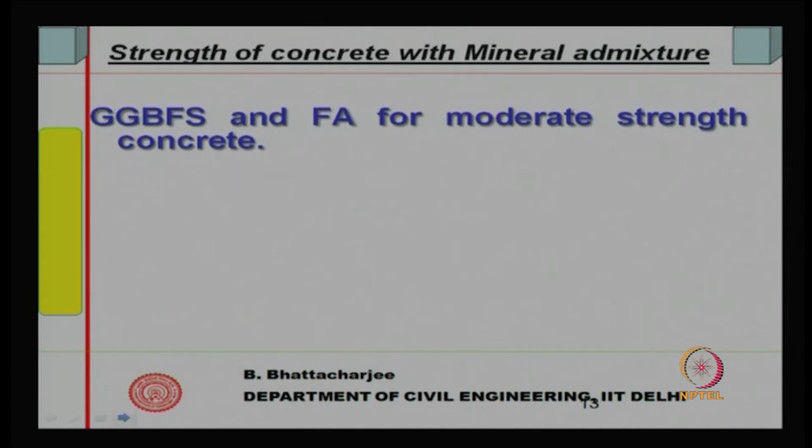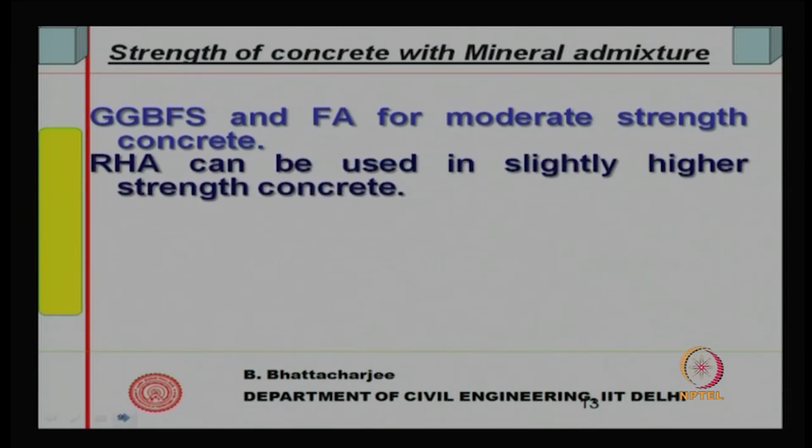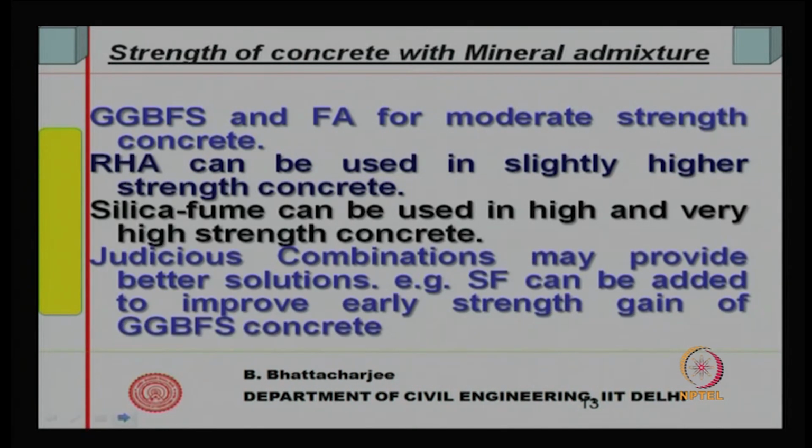Therefore, GGBFS one would prefer for normal strength to moderate strength concrete. Rice husk ash can also be designed for slightly higher strength concrete. Silica fume can be used for very high strength concrete, and you can even have judicious combinations of silica fume and fly ash, etc.